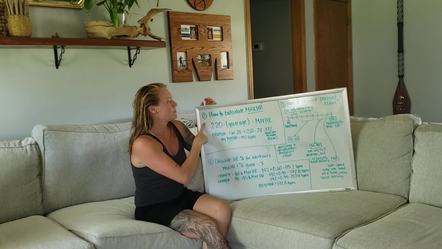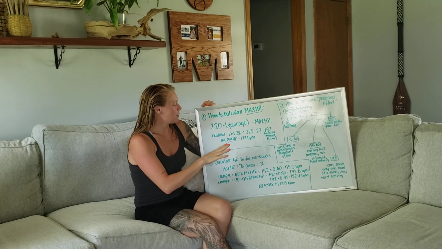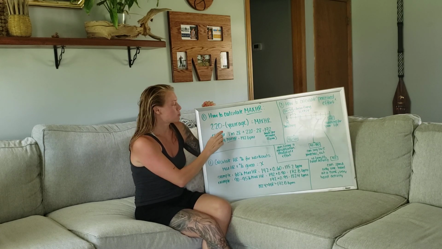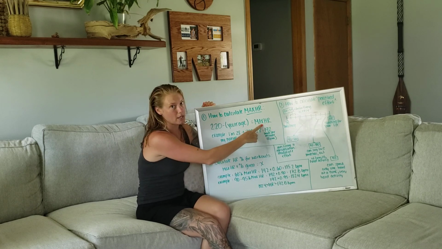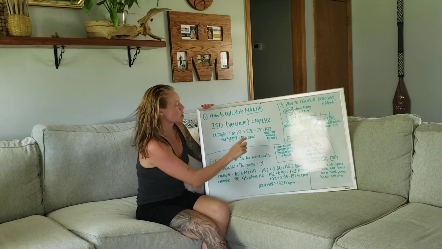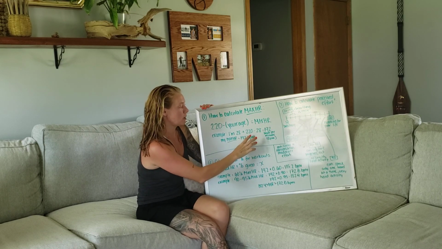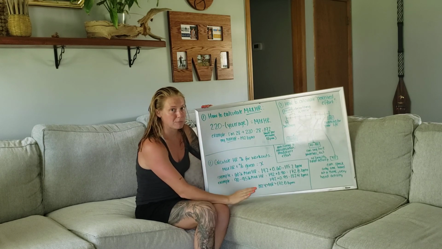Okay, so one, how to calculate your max heart rate. To do that, you're going to take the number 220, you're going to subtract your age, and then that will determine your max heart rate. So for example, I'm 28 years old, so I will subtract 28 from 220. That gives me 192. Now that's 192 beats per minute.